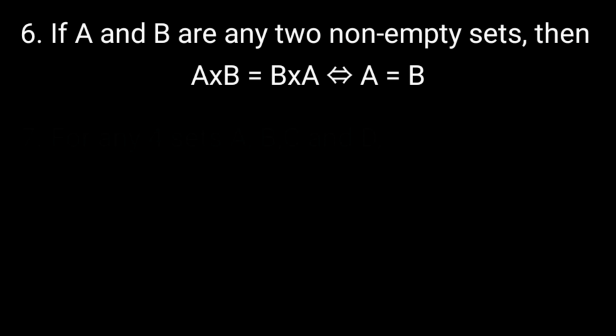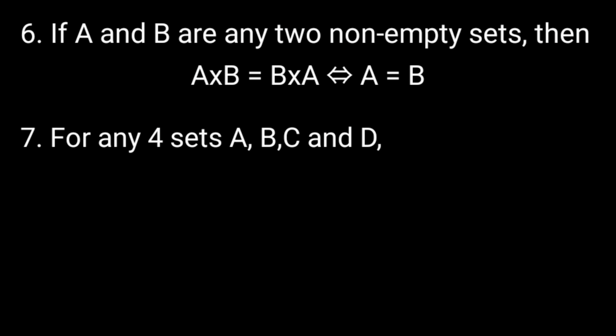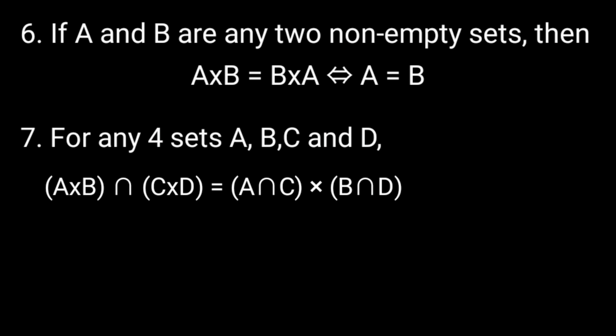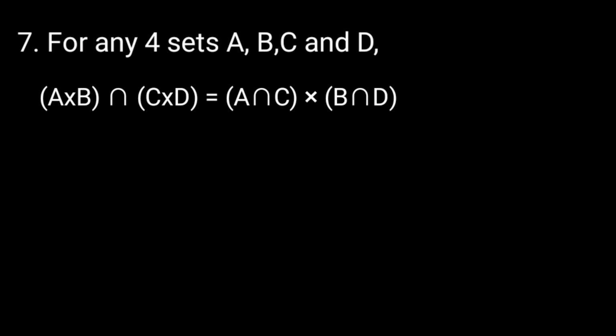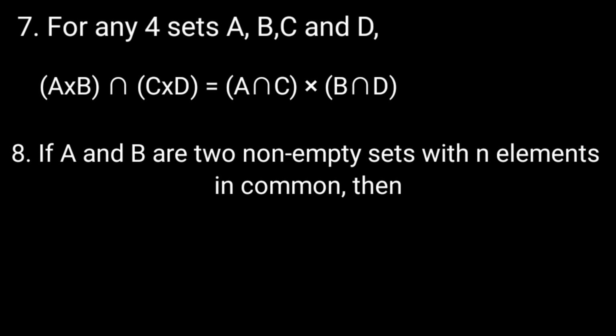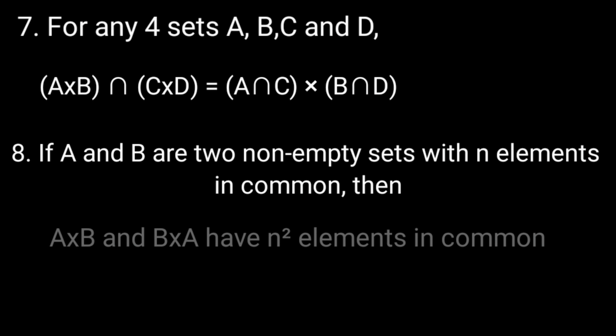And the next one is for any four sets A, B, C and D, we can say that A cross B intersection C cross D is equal to A intersection C cross B intersection D. Based on this result, we can make one statement. If A and B are two non-empty sets with n elements in common, then we can say that A cross B and B cross A have n square elements in common.